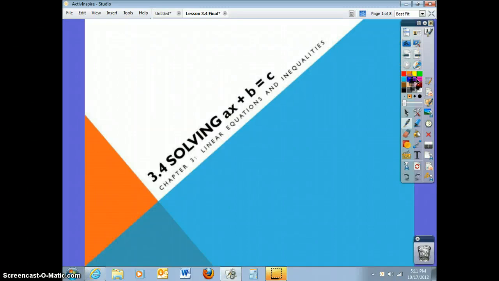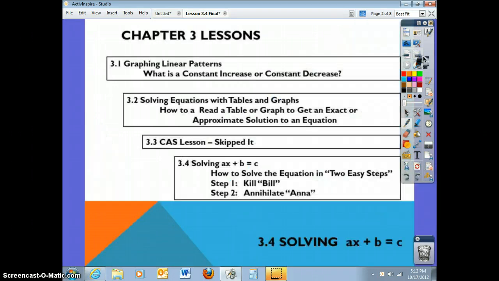All right, we're going to do lesson 3-4, which is solving equations in the form of ax plus b equals c. And equations in that form do create linear equations. All right, let's first look at what 3-1, 3-2 were, to lead up to 3-4. 3-1 was graphing linear patterns, so what's a constant increase and what's a constant decrease?